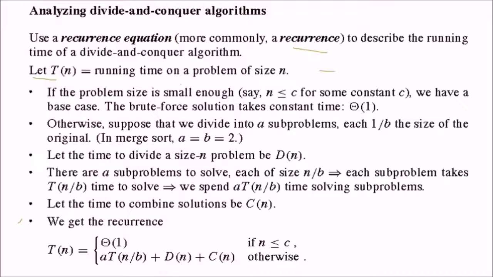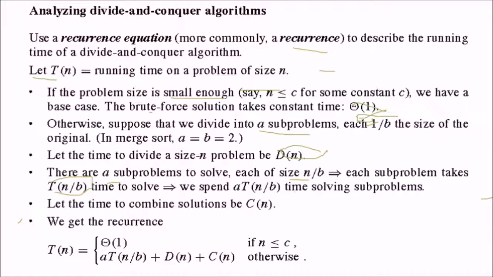So T(n) is the running time on some problem of size n. If the problem size is small enough, say n is less than or equal to c for some constant c, we have the base case. The brute force solution takes constant time, just order of 1. But suppose that we divide into a subproblems, each 1 by b the size of the original. In merge sort, a and b are equal to 2, we divide it in half. Let the time to divide the problem be D(n). There are a subproblems, each of size n by b, and each subproblem takes T(n by b) to solve.